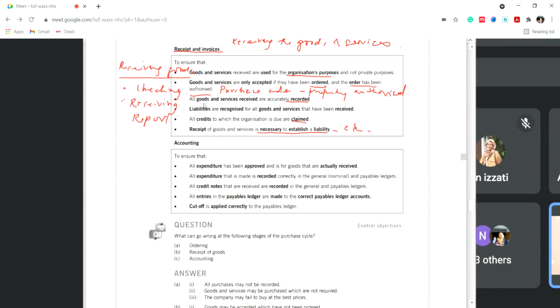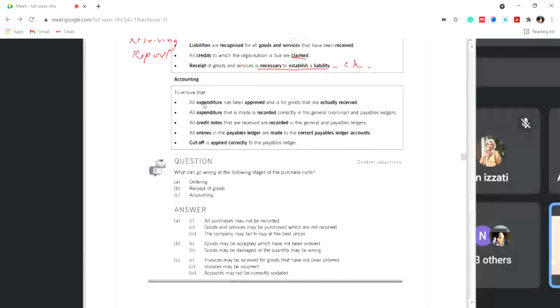And then for the accounting procedure, all expenditure that has been approved and actually received is recorded. Credit notes that are received are recorded in the general and payable ledger. All entries in the payable ledger are made to the correct payable ledger account, and cut-off is applied correctly to the payable ledger.